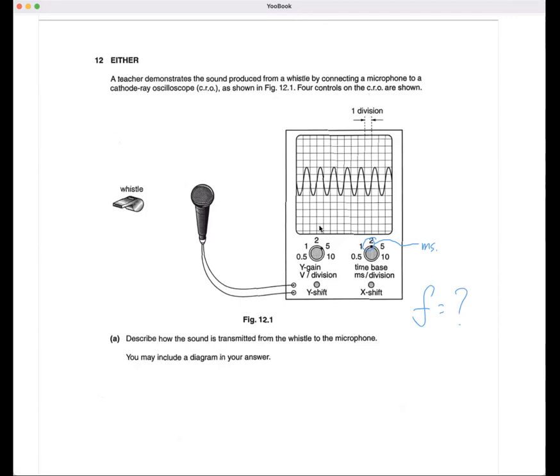Okay, so can you see this diagram here? Can I say that this is one period? So the period is actually 2 divisions. 2 divisions is 2 times 2 milliseconds, which is 4 milliseconds. So the time taken for one wave is 4 milliseconds. Then, can you find the frequency? Frequency is 1 over period. Okay, Pei Kwan, can you try now?